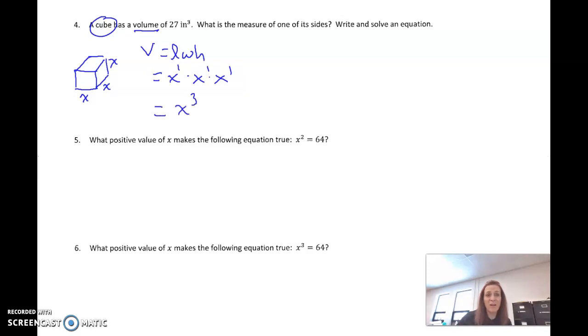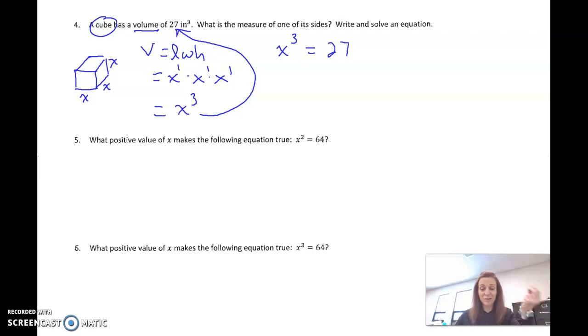Okay, so our volume equals 27 cubic inches. So x to the third equals 27 cubic inches. So I want to know what x is, so I have to undo cubing something. So remember, that means we're going to take the cube root.